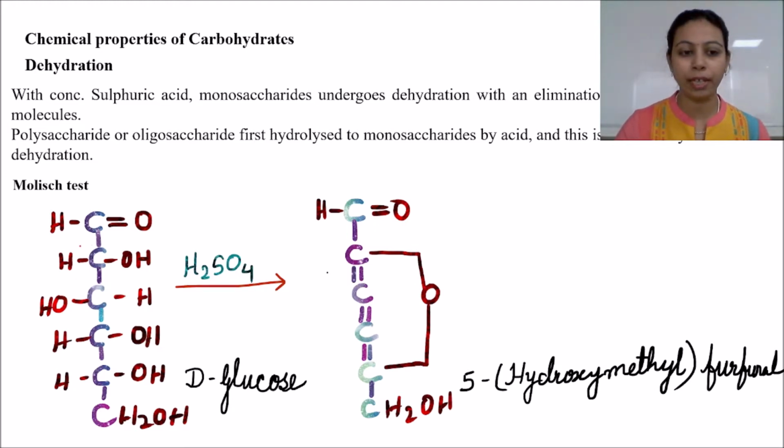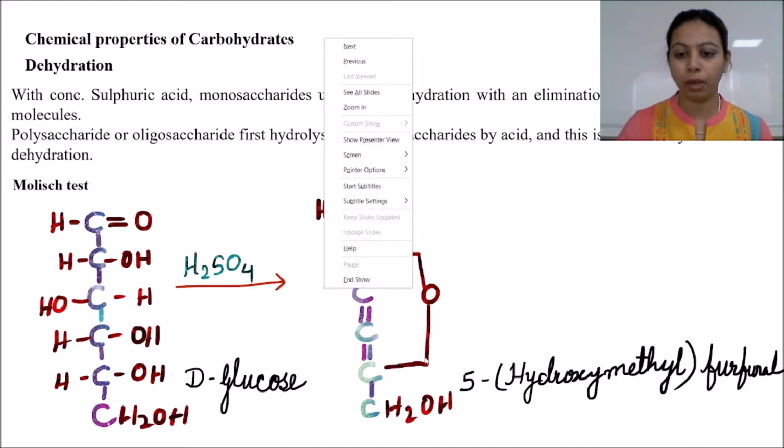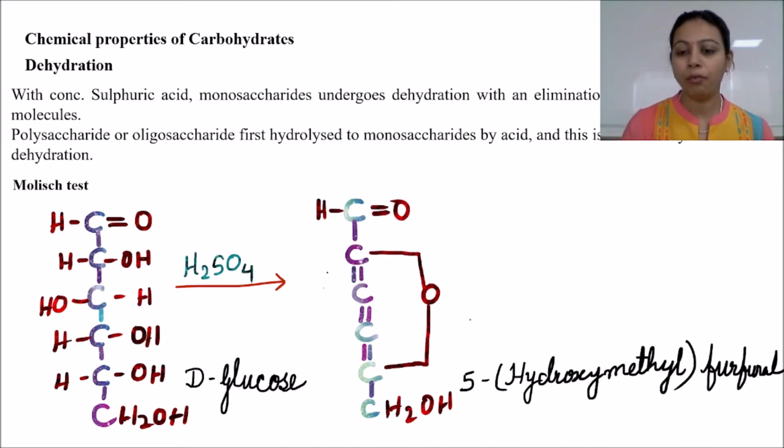Basically, the monomeric unit of the carbohydrate first reacts with the sulfuric acid to form 5-hydroxymethyl furfural. Since this is a hexose sugar, it forms 5-hydroxymethyl furfural. Even when it is a pentose sugar, a furfural ring will be produced, but instead of 5-hydroxymethyl, it will simply form furfural.